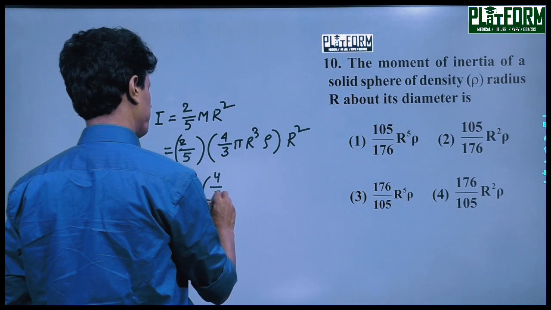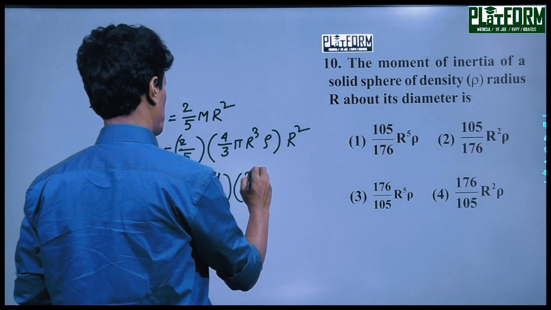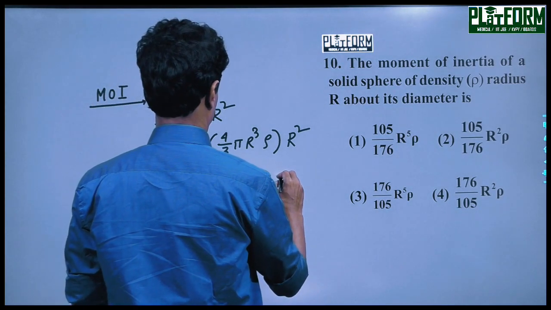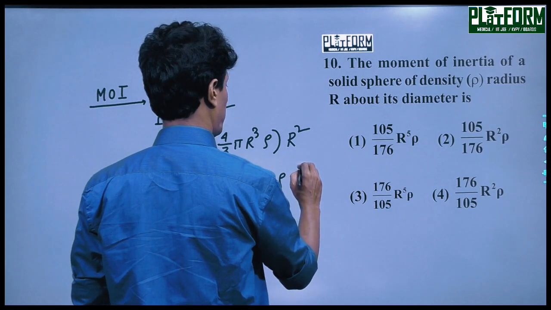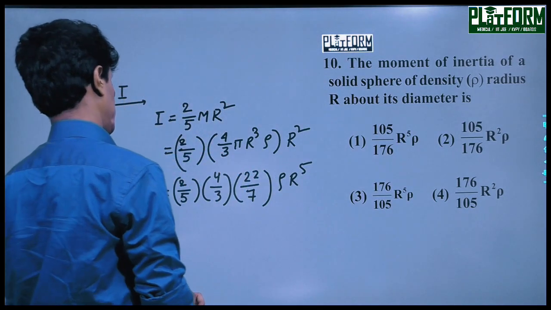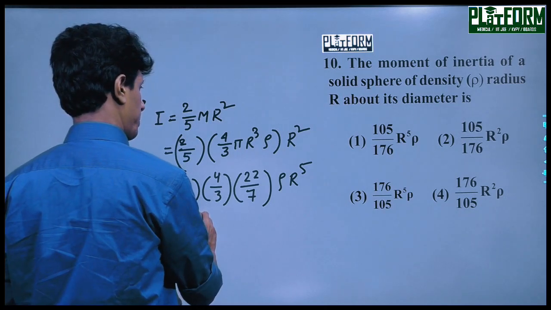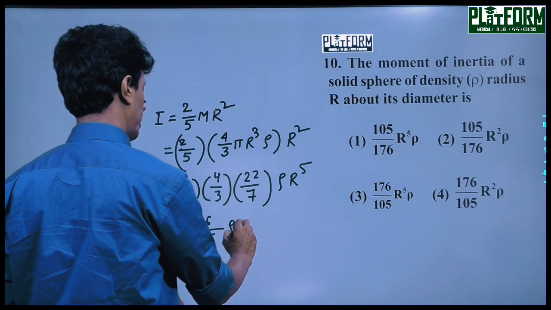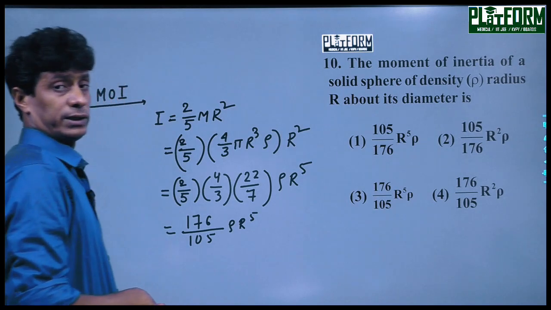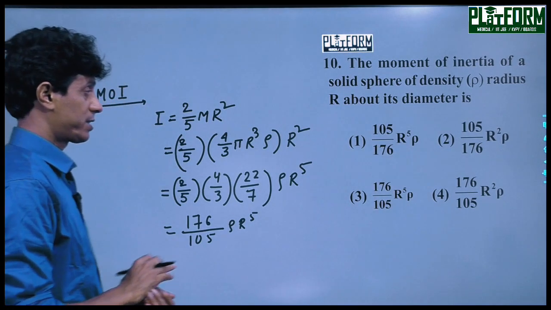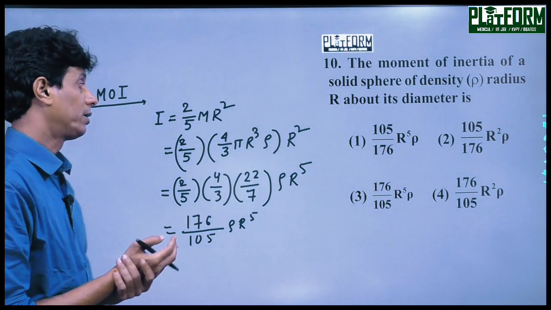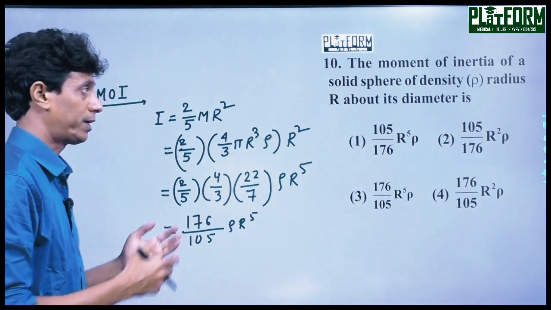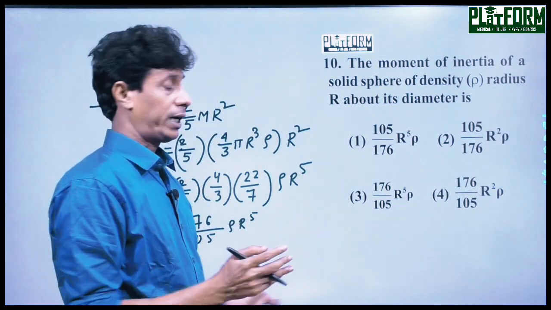22 by 7, rho r to the power 5, and it is 176 by 105 rho r to the power 5. Simple, straightforward question. You have to just put the values of pi and the mass of the sphere m, 4 by 3 pi r cube into rho, in terms of density and radius, and the correct option here is 3.